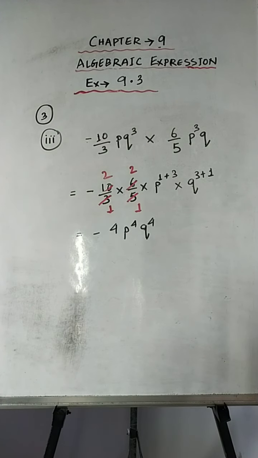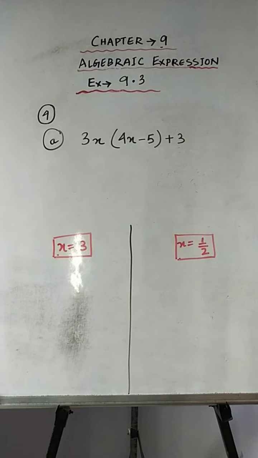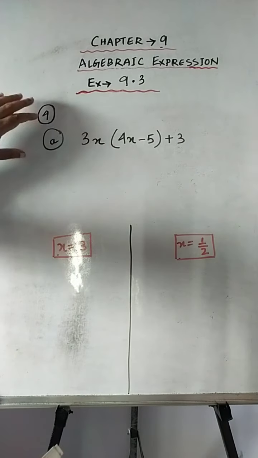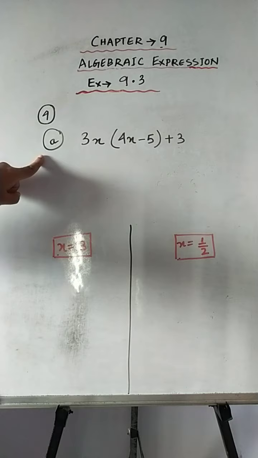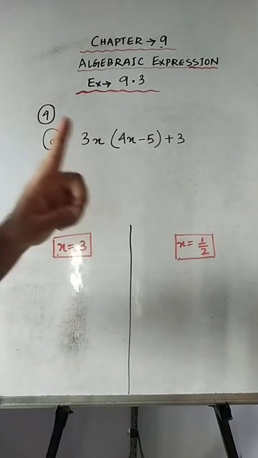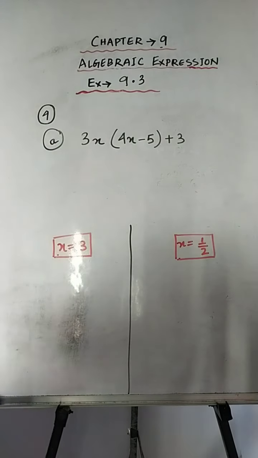Sum number 4, try to do it by yourself, all of you. Fine. So now let's move on to sum number 4. Okay, now we have 2 parts, 2 sums in question number 4. So sum number A, I will explain sum number A. Sum number B, you will all try it by yourself.